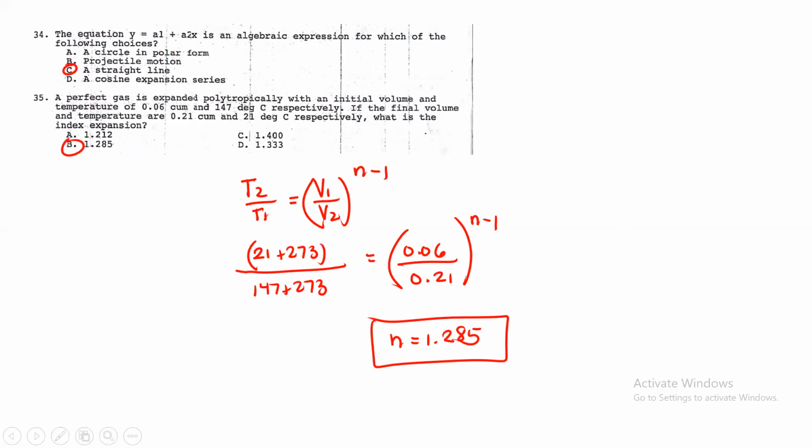The next, number 36, which of the following is part of the valence electron? So, ang valence electron, ito yung outer shell electrons.